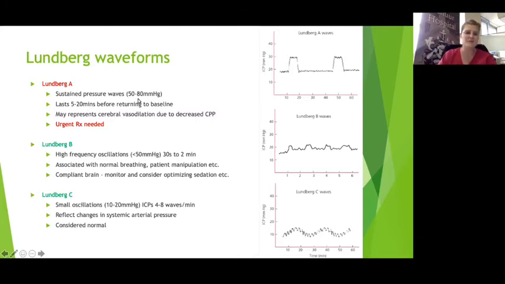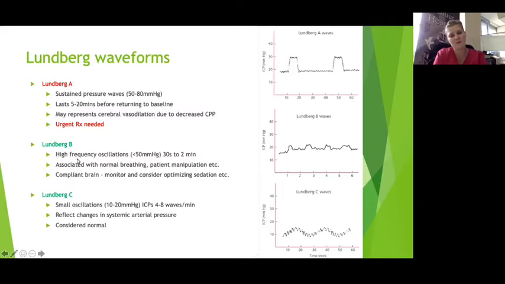And it may represent cerebral vasodilation due to a decrease in the cerebral perfusion pressure. But what it means is you need to urgently try and control this patient's intracranial pressure. And you need to make sure that they're on anti-epileptics. You need to make sure that you're doing all the right neuroprotective measures, which we will chat about also now, and make sure that you can sort out this patient's raised intracranial pressures.